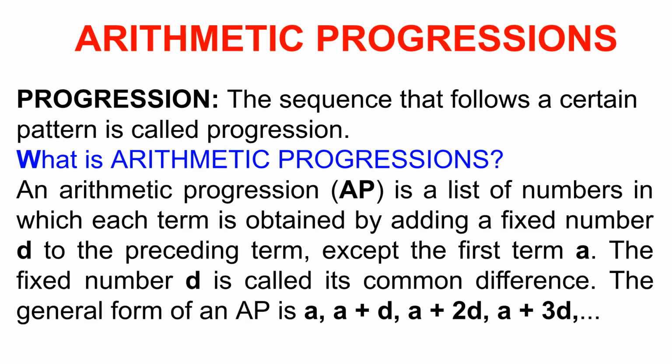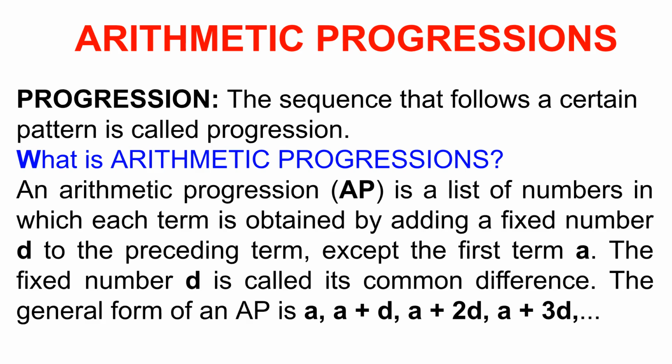Progression. The sequence that follows a certain pattern is called progression. What is an arithmetic progression? An arithmetic progression, AP, is a list of numbers in which each term is obtained by adding a fixed number d to the preceding term, except the first term a. The fixed number d is called its common difference.